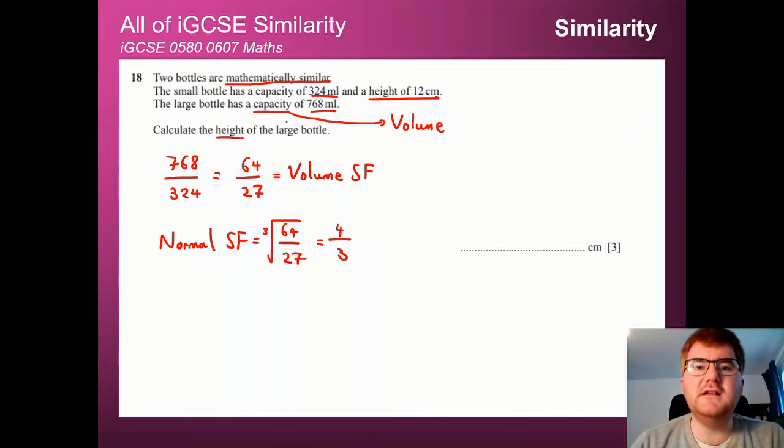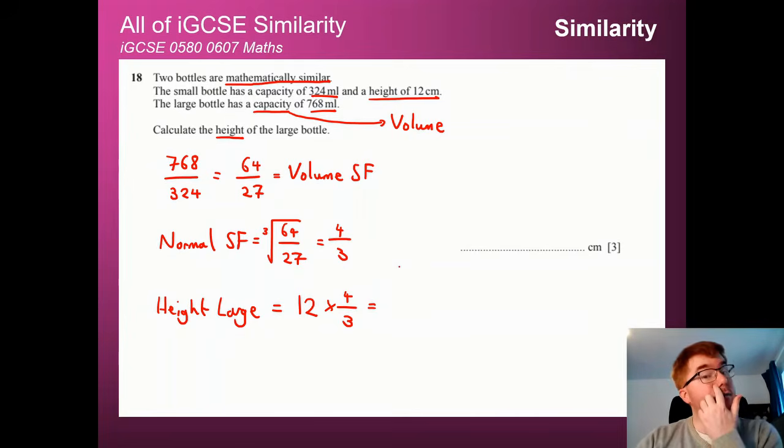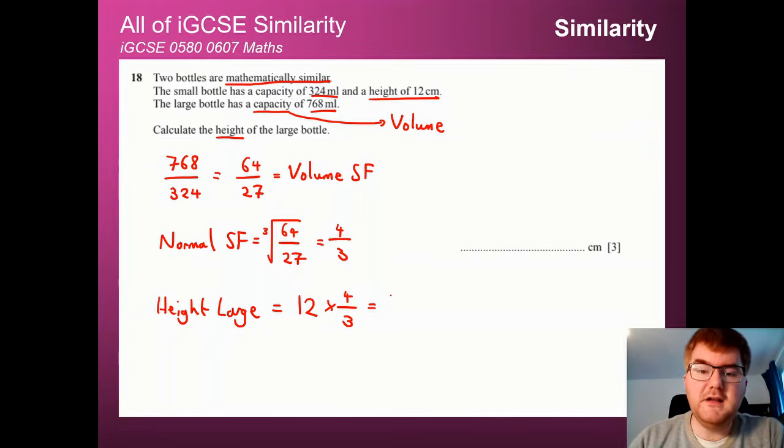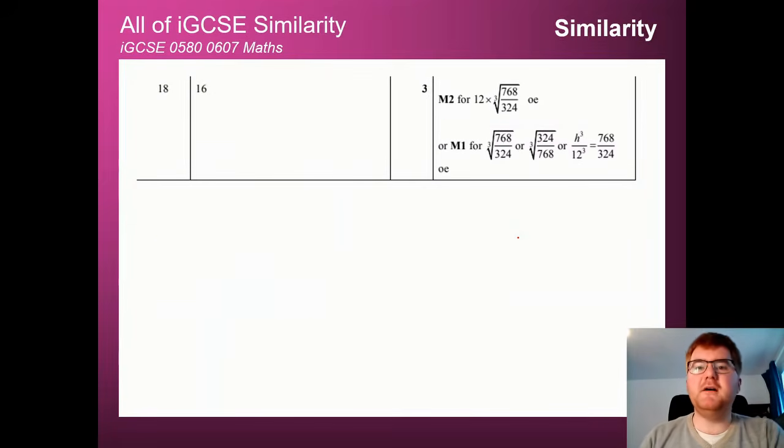Now we want the height of the large bottle and we have the height of the smaller. So to work out the height of large, I tend to write that to remind me to times or divide. We're going to take the 12, and because I'm going from small to large, I want to multiply by 4/3. Again, this can be done without a calculator, but this will give you the answer of 16, which you can pop in for all those 3 marks. So you can check the mark scheme here. You can see you pick up 2 marks for doing this calculation correctly. I simplified this down to make it a little easier to find the cube root of.